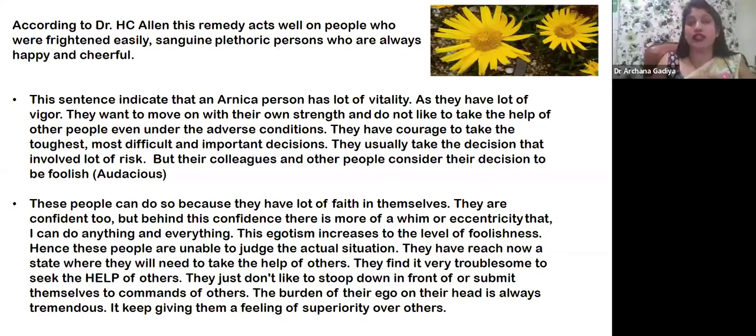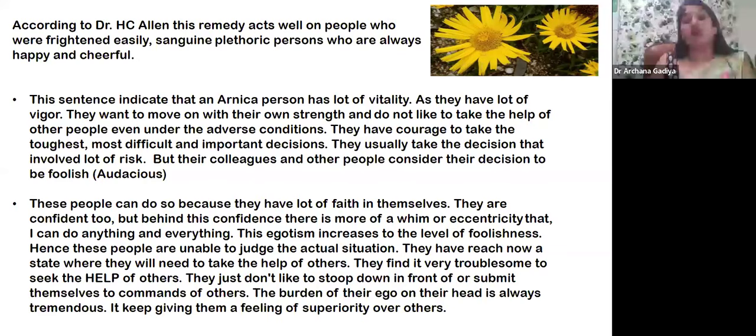They have courage, because we can conclude from the doctrine of signature that it grows in mountain areas where there is a lot of struggle, and still it is able to glow and flourish there. So he has this tendency to perform in adverse conditions. They have courage to take the toughest, most difficult and important decisions. They usually take decisions which involve a lot of risk, like we have seen in this case of the uncle.